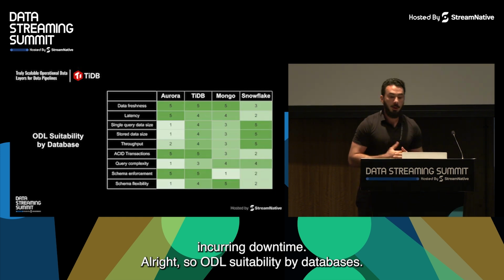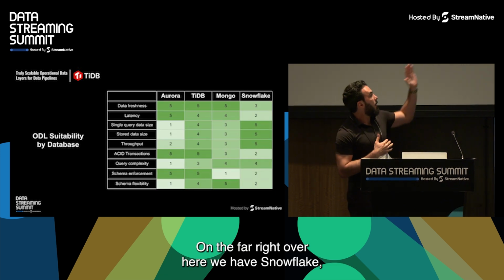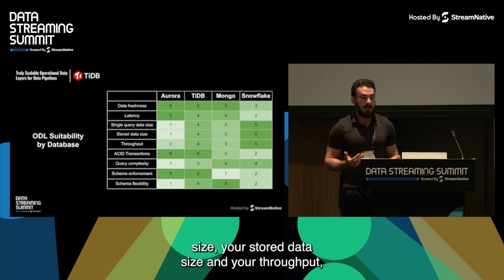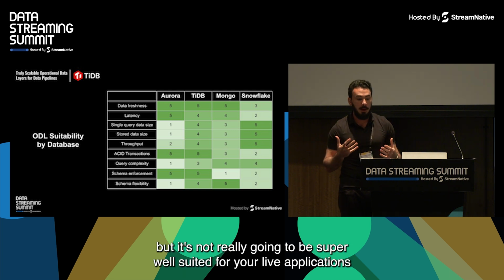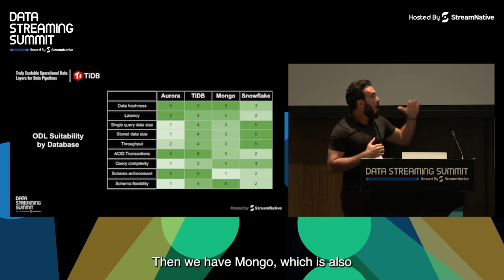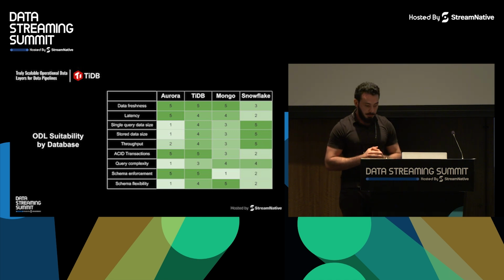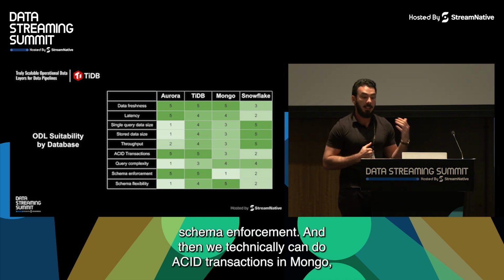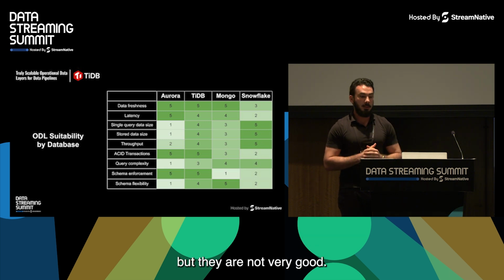All right, so ODL suitability by databases. On the far right over here, we have Snowflake, and Snowflake is going to be king when it comes to your single query data size, your stored data size, and your throughput, but it's not really going to be super well suited for your live applications that require heavy transactional workloads. Then we have Mongo, which is also relatively well balanced, but it's going to struggle in the ACID transactions capability as well as schema enforcement.